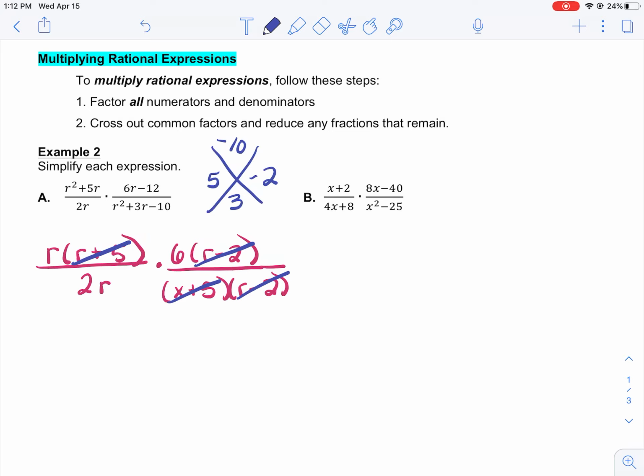Now, on the top we have a single r, and on the bottom we have a single r. So because those are part of multiplication, we can also cross those out. And so notice we're left with just a 6 on top and a 2 on bottom. And 6 divided by 2 is 3, and so the answer is 3.